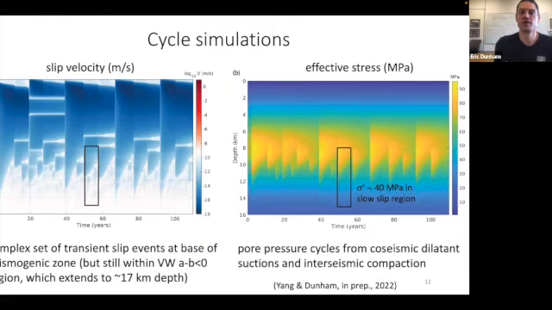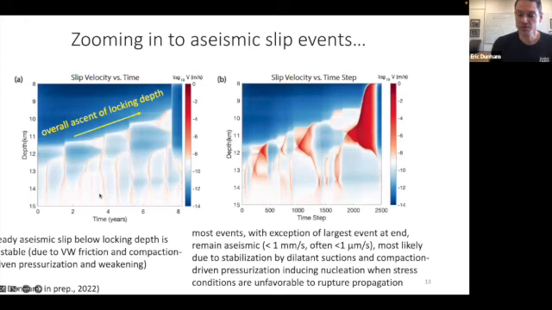So what happens when you take this model and run cycle simulations? So we get really complex behaviors. This is log slip velocity in color versus time. This is the same thing for effective stress. So we do have large earthquakes that rupture the seismogenic zone, but then there's a lot of interesting complexity down here at the base of the seismogenic zone. And I'll just remark that the velocity weakening region goes down to about 17 kilometers depth. So this is all velocity weakening. We're going to zoom in because that's where we're going to see the interesting behavior.